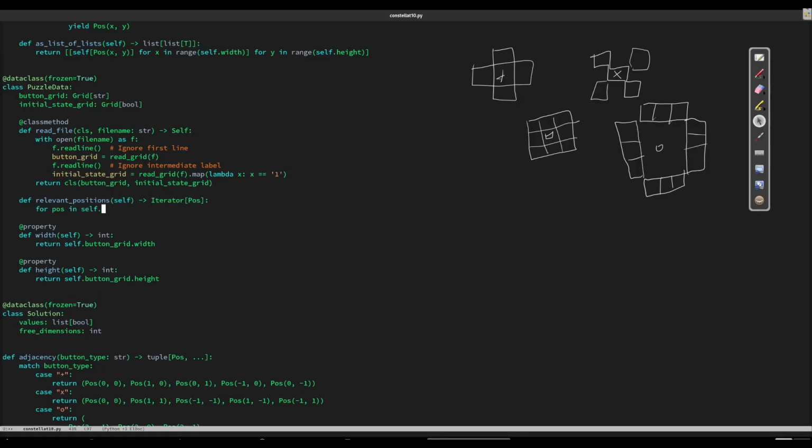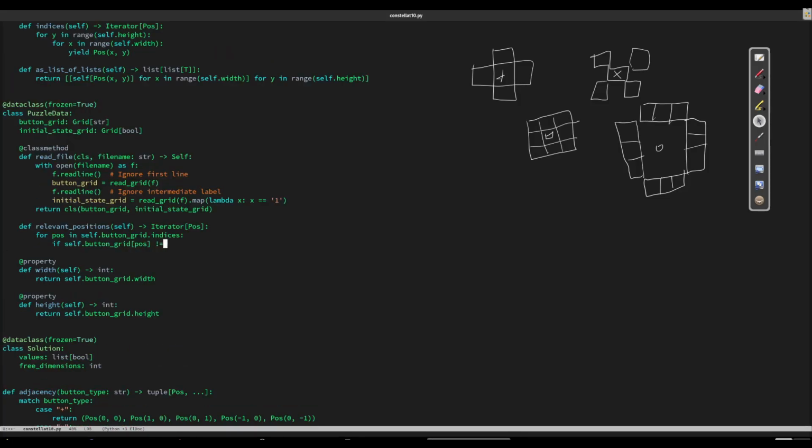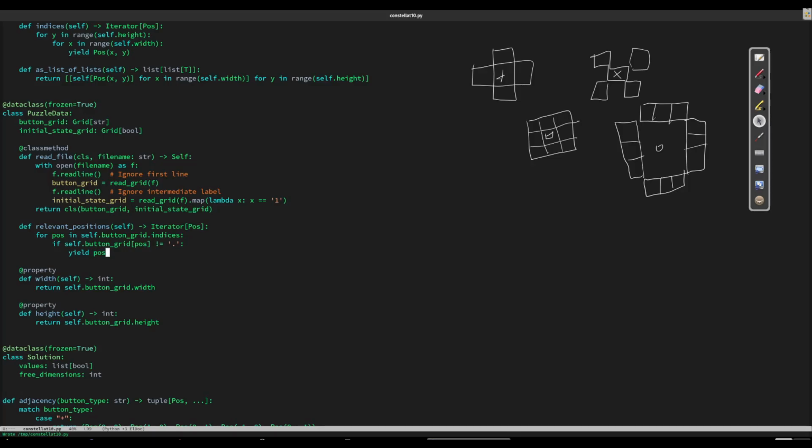First, we write a function that produces, as an iterator, a sequence of all of the positions that contain a light, as opposed to simply containing empty space. To that end, we iterate over all indices in our grid, and yield only the ones that are non-empty. This function is more important than it looks at first glance. We're producing all of the lights in order. This is actually how we're going to label our lights.